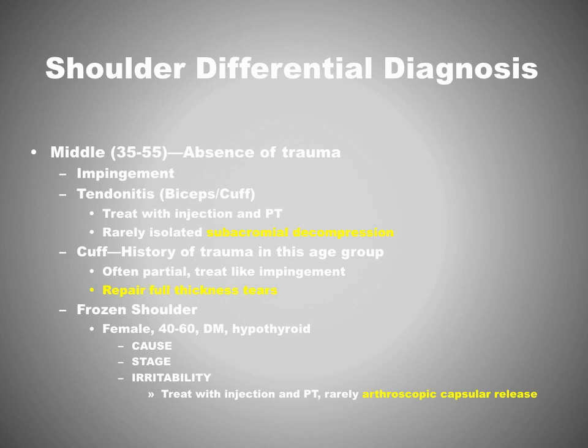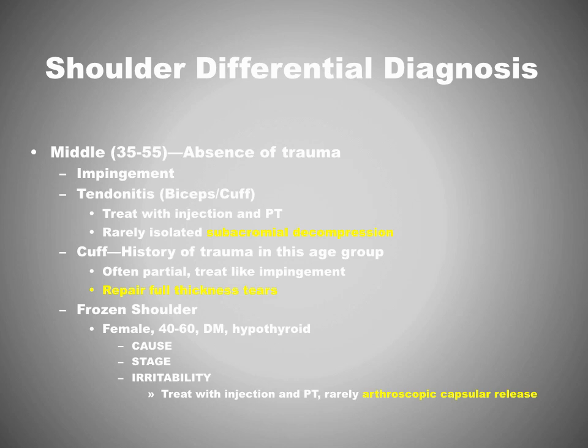35 to 55 or even 60-year-old patients in the absence of trauma. All of a sudden, their shoulder starts hurting. This can fall into impingement, that's a positive Neer and Hawkins, rotator cuff tendonitis, that can be rotator cuff or biceps tendonitis. Oftentimes, these impingement patients or tendonitis, we'll treat them with injection, physical therapy, oral anti-inflammatories.